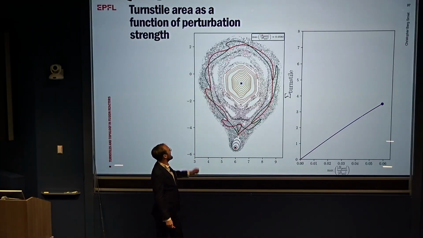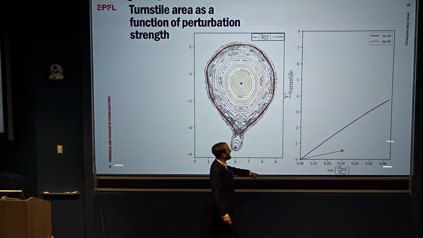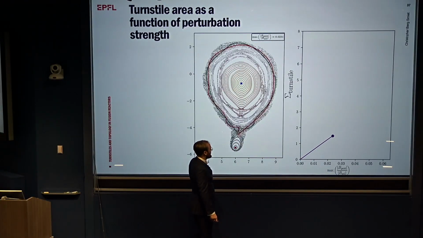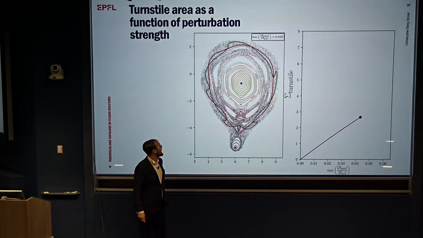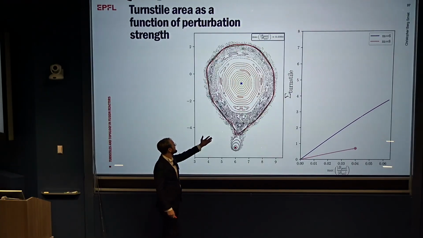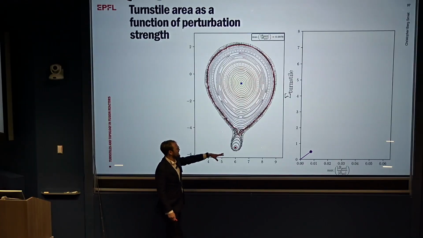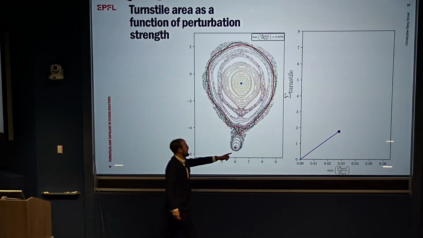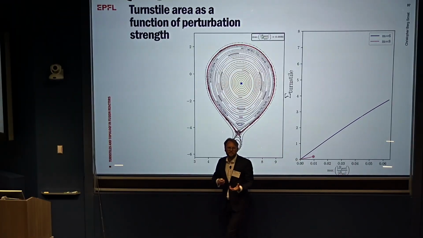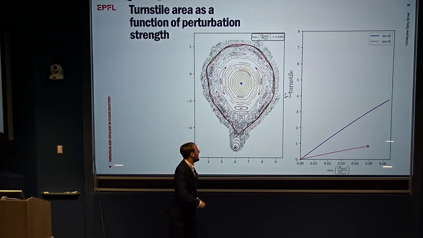So we increase the amplitude for that n equals 6 mode. We see that the turnstile area increases. We can also do this for other modes. So we do this first for the m equals 6 mode, but for the m equals 4 mode, we see something similar. The island structure is very different, and the slope of this line, as we increase the perturbation, is also different. Different perturbations have different effects on the chaos.